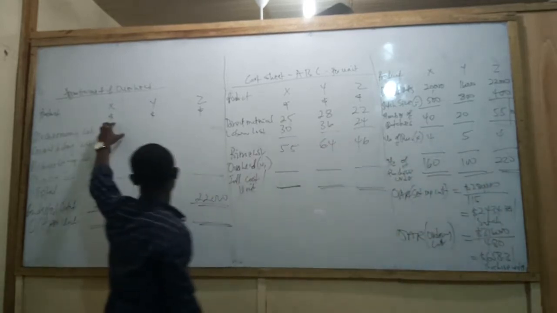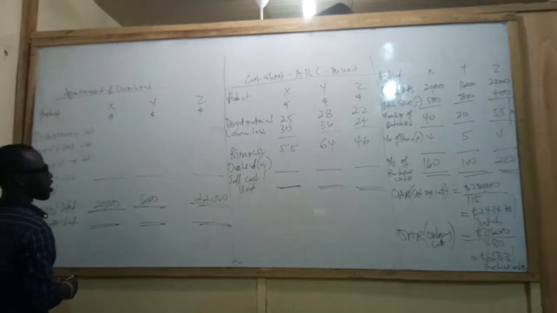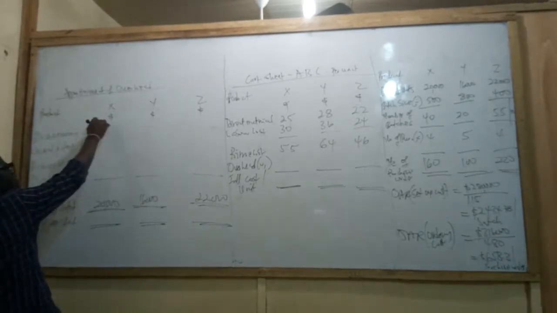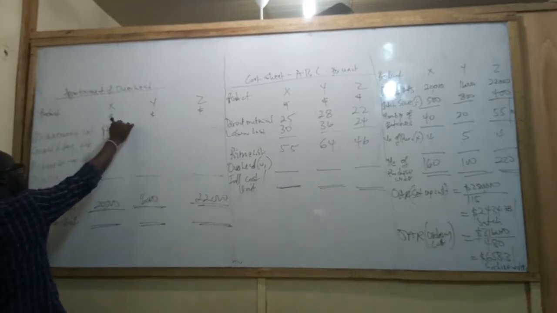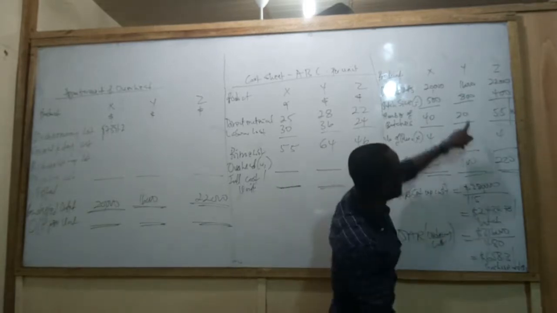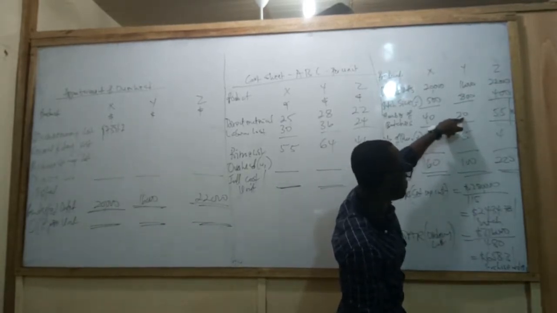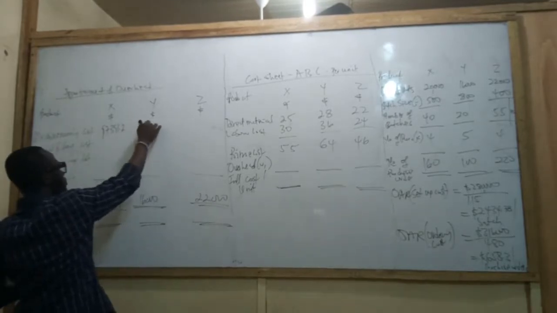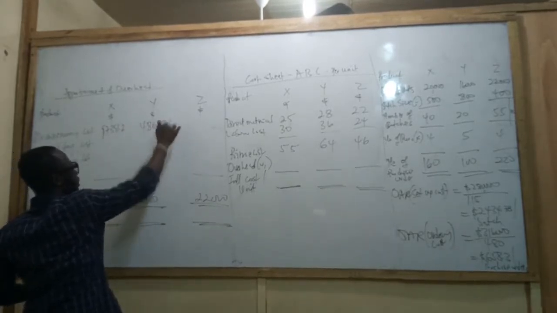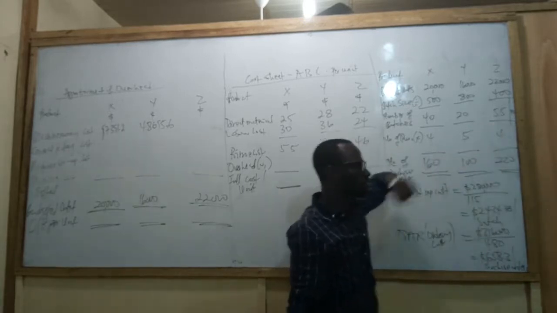2,434.78 times 40. That will be for X. The same figure times 20 for Y. The same thing times 55.